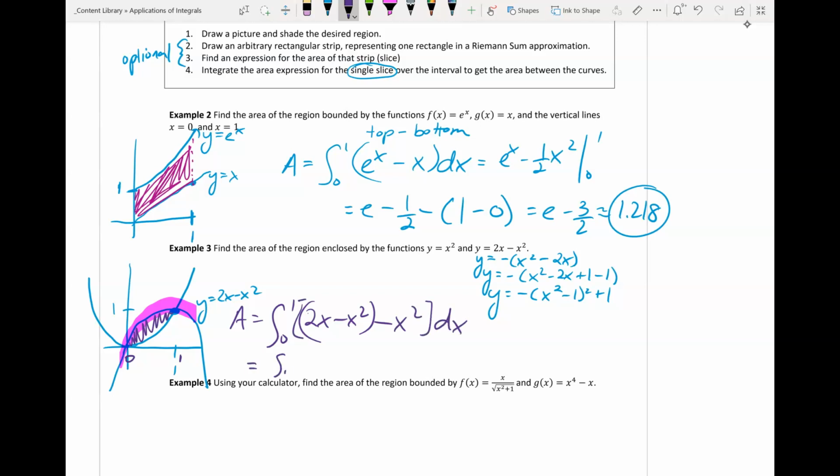And then we're going to simplify this. So this is going to be 2x minus 2x squared dx, which is x squared minus 2 over 3 x to the power of 3. I'm going to integrate this from 0 to 1. So that's 1 minus 2 over 3, and then minus 0, which is 1 over 3, and that's our final answer there.